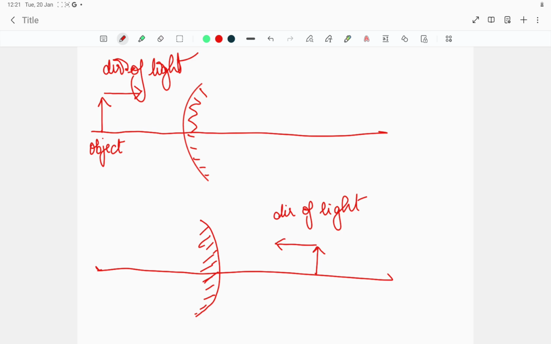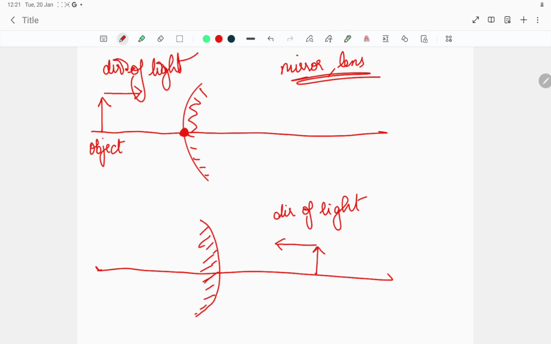Now, based on the direction of light, you have to measure the distances. How to measure the distance? From where will you start measuring the distance? Always you have to start from the optical instrument. What is an optical instrument? An optical instrument is a mirror or a lens. All these are optical instruments. Which one is the optical instrument here? The convex mirror. So let us say this is the point from where you have to start the measurement.